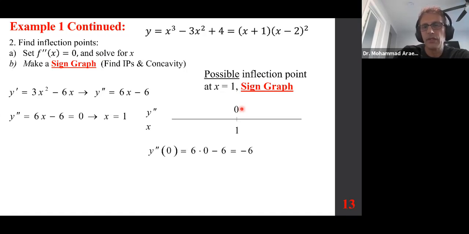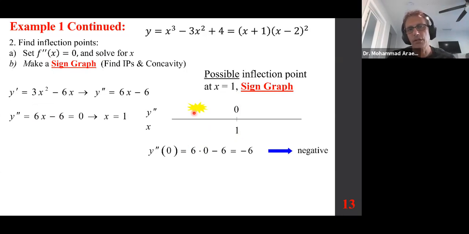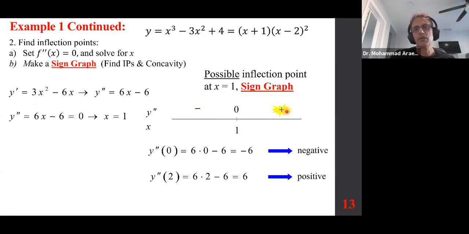Now to the left of 1, the easiest point would be 0. If you plug it into y double prime, it makes it negative. Negative means what? Concave down. So in this vicinity it is negative, so concave down from negative infinity to 1. If you pick a number to the right, the easy number would be 2, which gives you positive. Positive means what? This is concave up from 1 to infinity.